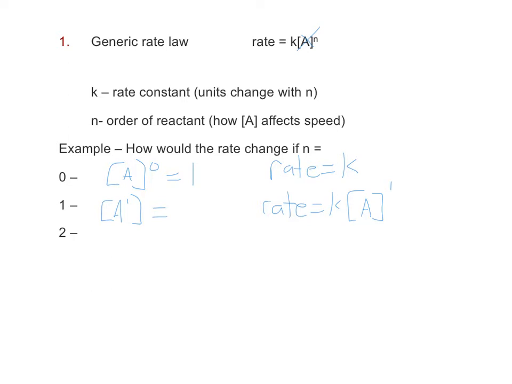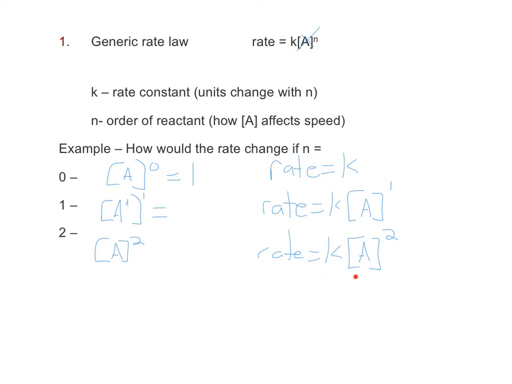And what if my exponent were a 2? A to the second power. Now my rate law says rate equals k, and k is a constant, it'll be there all the time, A squared. Now it's a squared relationship. That means when my concentration doubles, we square that, and my rate will change by 4. It'll be an exponential change.